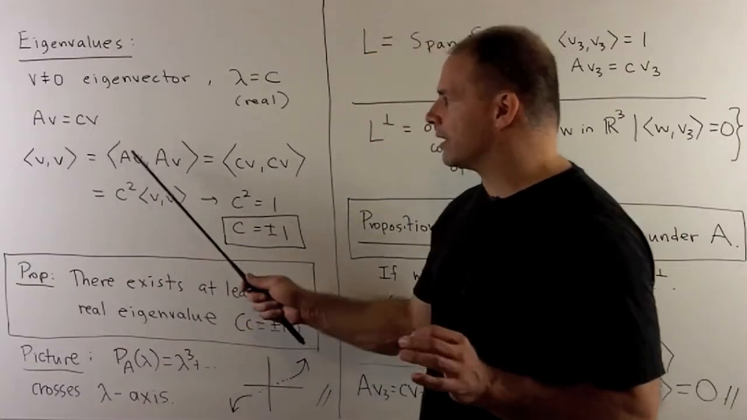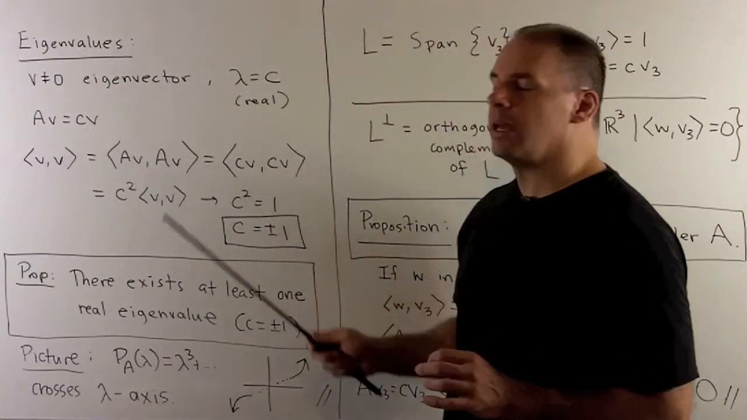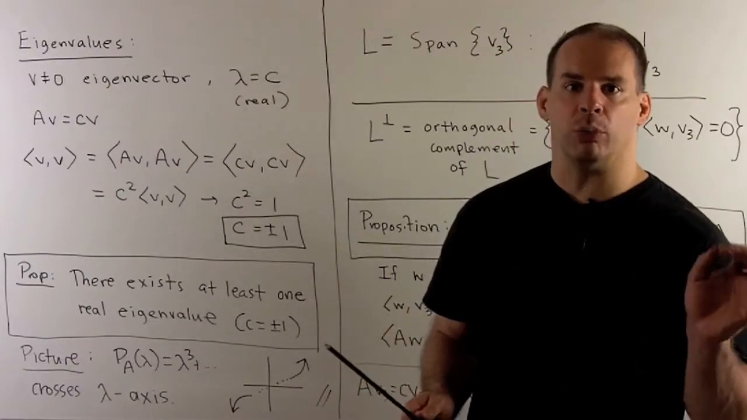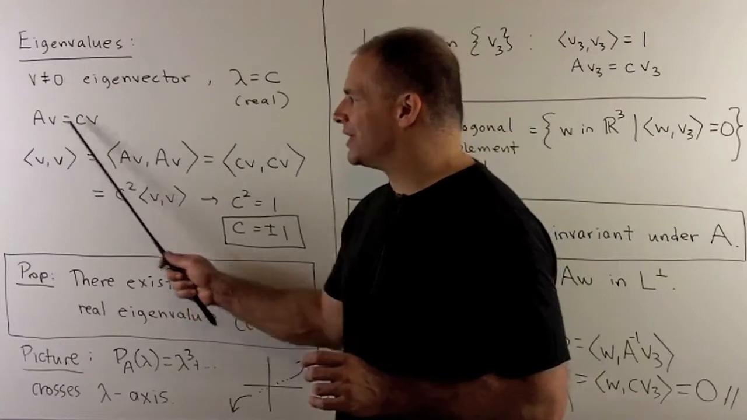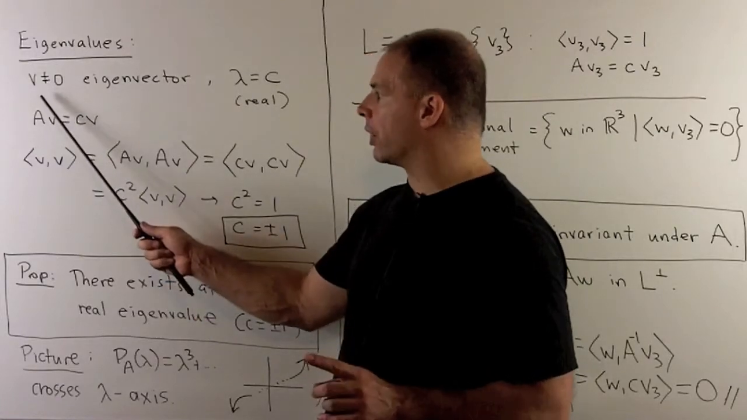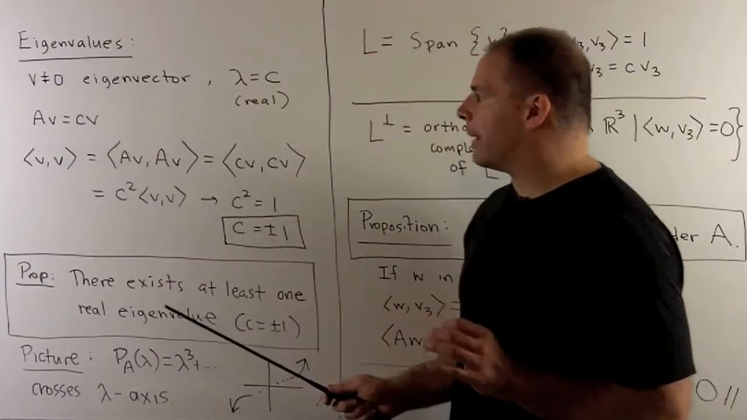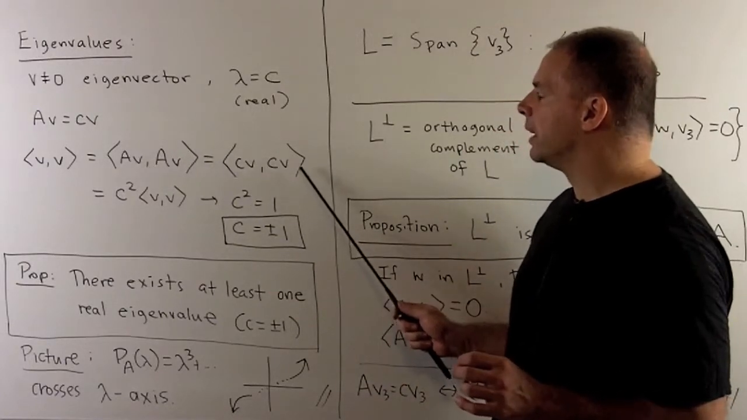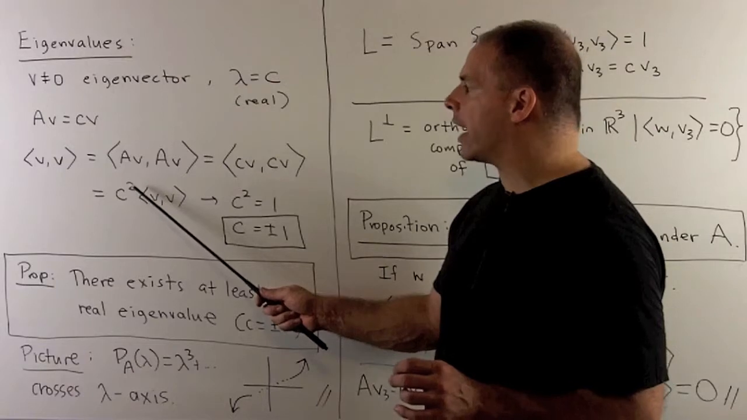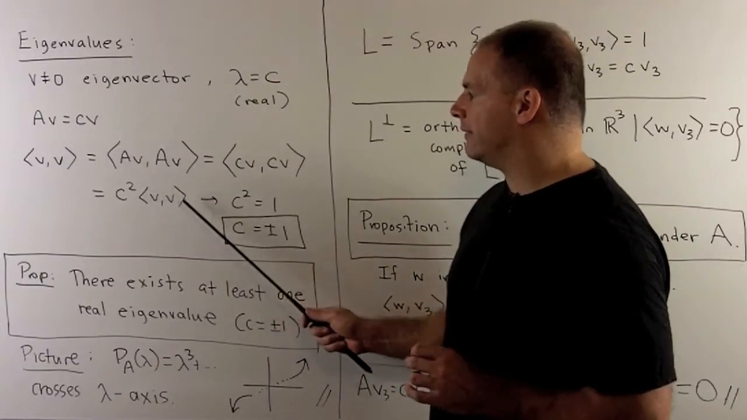If we take the inner product of AV with itself, by the isometry property, we can remove the A's. So that's equal to the inner product of V with itself, which is non-zero because V is non-zero. Now by the eigenvector property, we have the inner product of cV with itself. We can bring the c's out to get c squared times the inner product of V with itself.